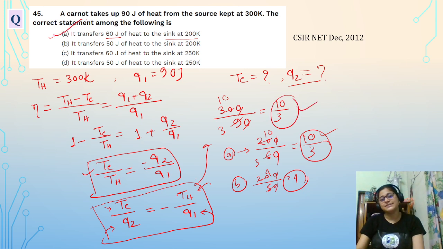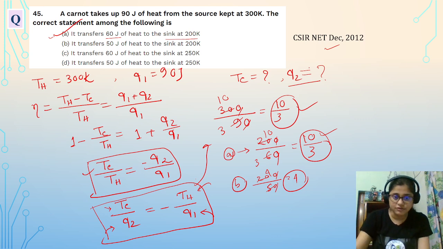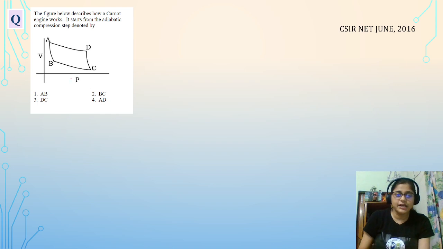See how easy this is. This is a CSIR-NET December 2012 question, and it is very easy. If you remember those formulas, as I have just derived, you can derive it. If you know this formula only, you can derive up to this. Next, the figure below describes how a Carnot engine works.